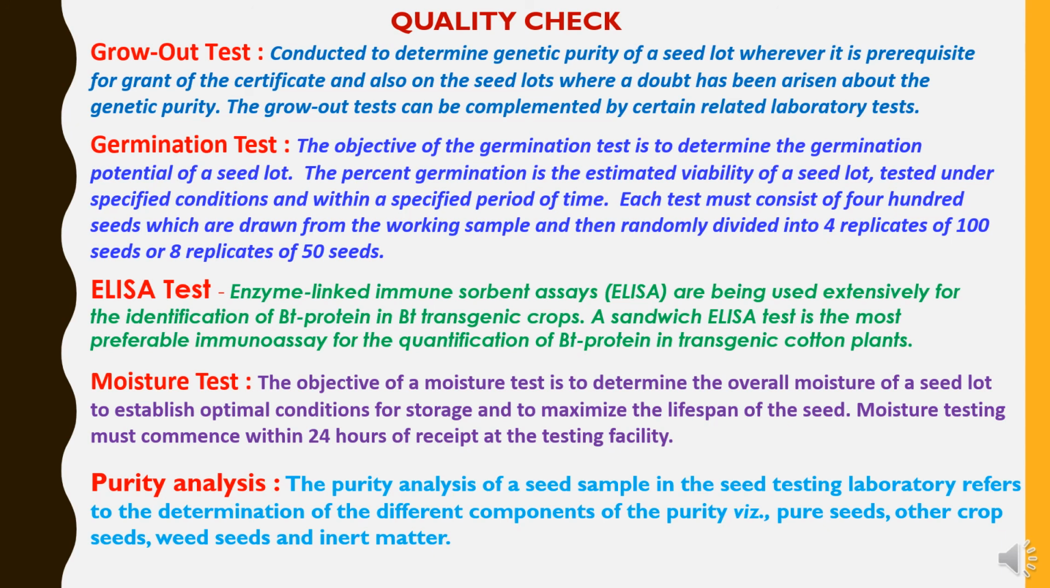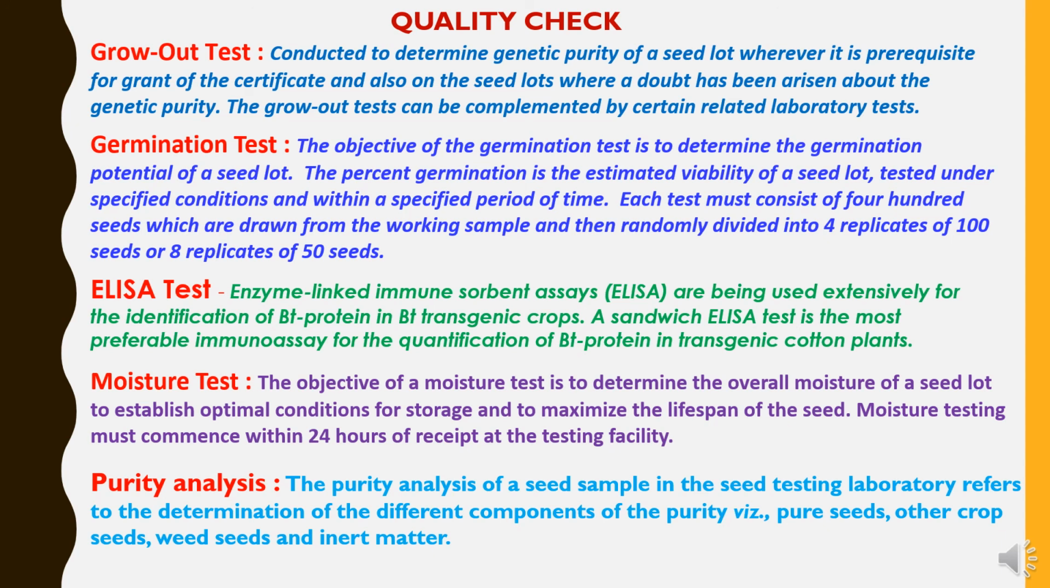The third test is the ELISA test, enzyme linked immunosorbent assay, which is used extensively for the identification of Bt protein in Bt transgenic crops. A sandwich ELISA test is the most preferable immunoassay for the quantification of Bt protein in transgenic cotton plants, and the ELISA test results should be more than 95%.